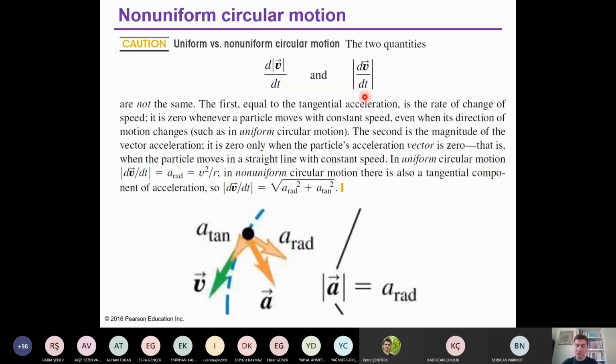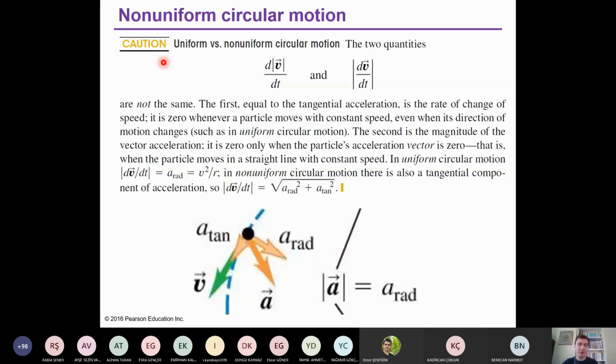But in uniform circular motion, it is true the speed is constant, but the direction of the velocity changes. For this reason, this is different from 0. Okay? But look at this equation. If you put here the magnitude of velocity, and if you take the time derivative of this one, when the speed is constant, this tangential acceleration will be 0. This is the caution from the book.